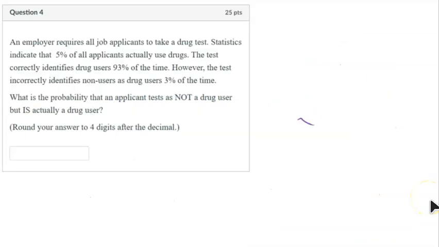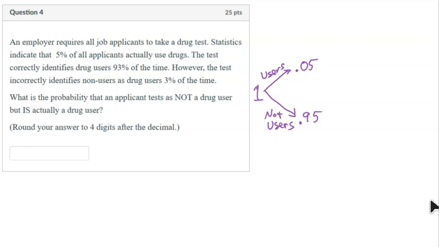All right, here's the same situation again. It says an employer requires all job applicants to take a drug test. So we're starting with 1. Okay, so we'll put a 1 here, and then over here we'll put the users. And down here we'll put the not users. Statistics indicate that 5% of all applicants actually use drugs. 5% is 0.05, so then 95% are not users. That's 0.95. 0.95 plus 0.05 equals 1.